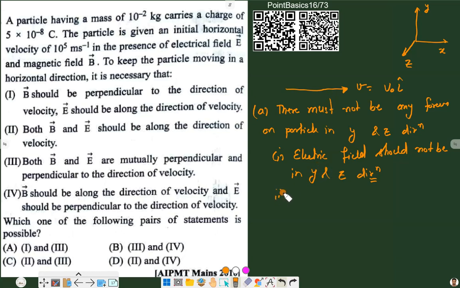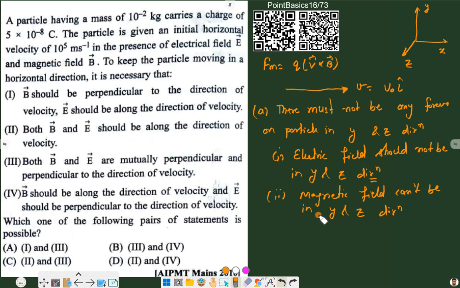And number 2, the magnetic field can't be in y and z direction. Why? Because we know magnetic force is given by q v cross B, and velocity is in x direction. So if the magnetic field is in y or z, there will be force in z or y direction, which is not possible as per the given statement. So both electric field and magnetic field can't be in y and z direction. That is the one basic conclusion which we can draw.